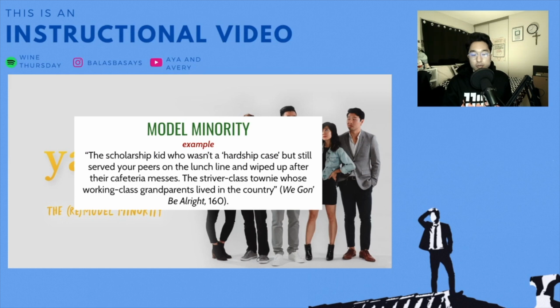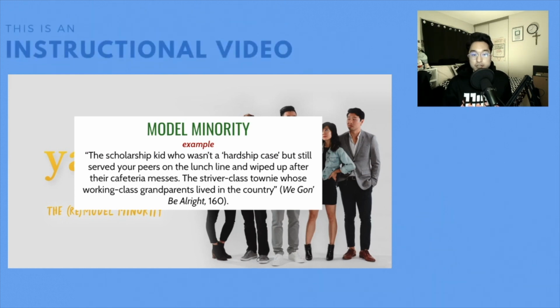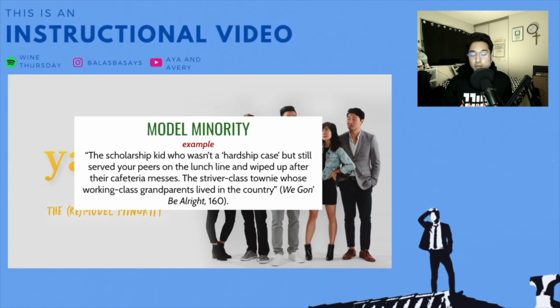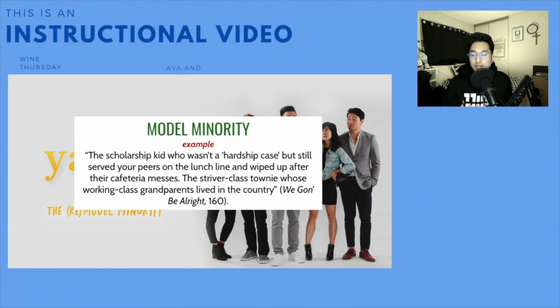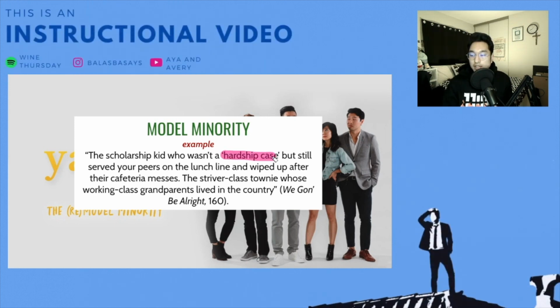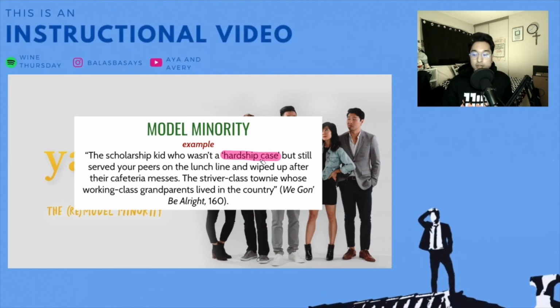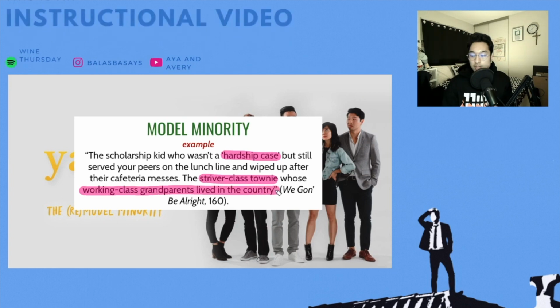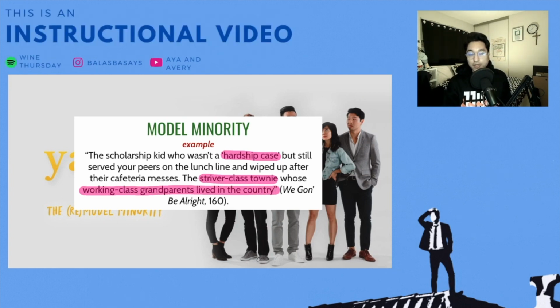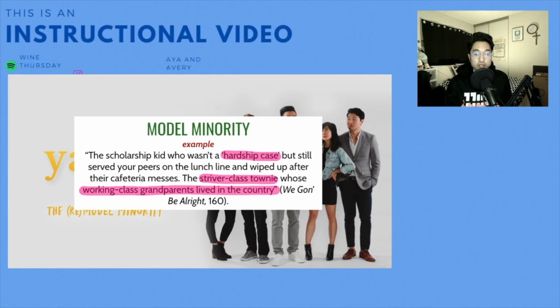Here's an example from a book we read in American literature by Jeff Chang, We Gon' Be Alright. He writes about the model minority myth, saying that it's the scholarship kid who wasn't a hard case, but still served your peers on the lunch line and wiped up after their cafeteria messes. The striver class townie whose working class grandparents lived in the country. It's kind of like that supposedly perfect kid or relative that your parents often compare you to.